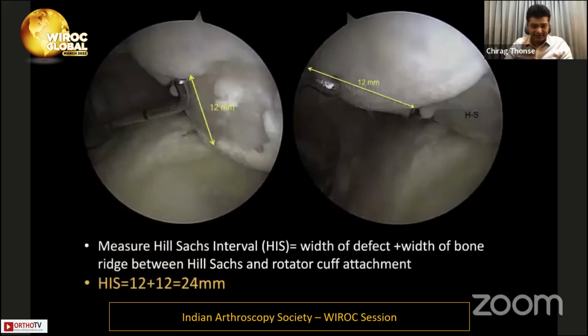Likewise, a Hill-Sachs interval could be easily measured if we have a well-graduated probe. Usually 4 millimeters is the length of the tip of the probe, the standard probe I'm talking about. One would measure the Hill-Sachs interval by the width of the defect plus the width of the bone ridge between the Hill-Sachs and the rotator cuff attachment.